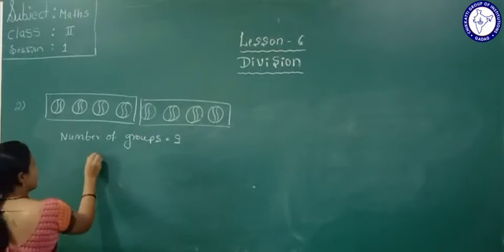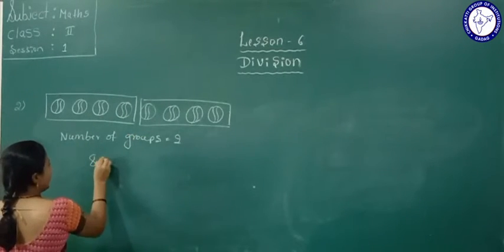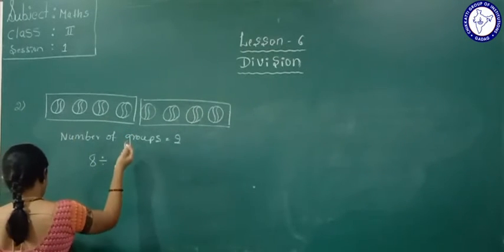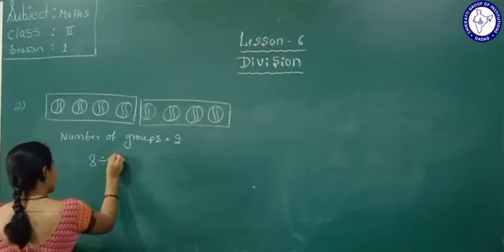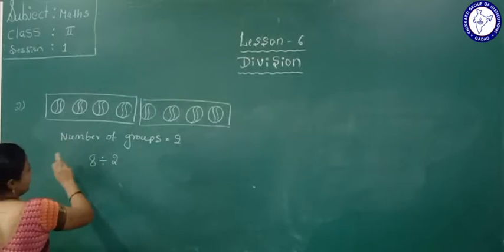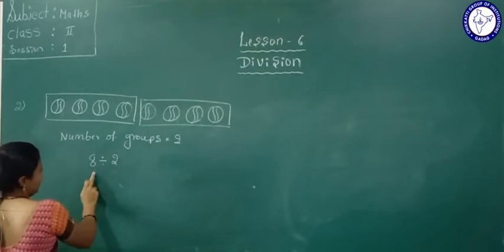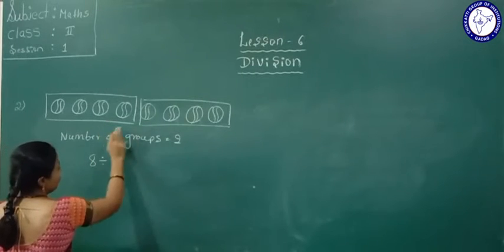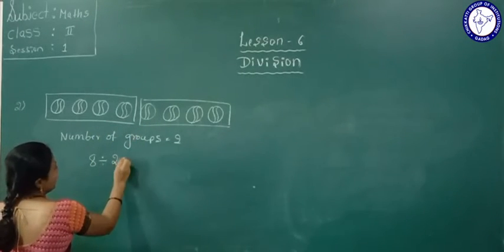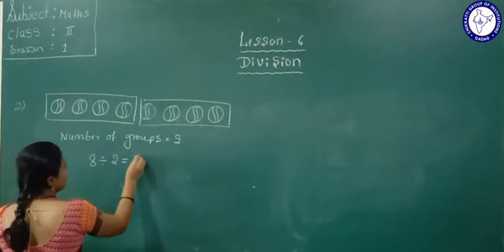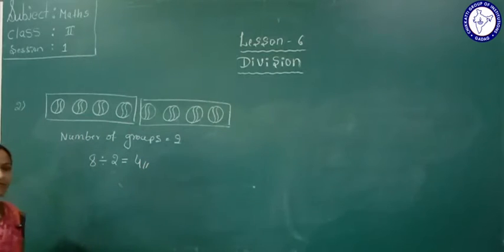So totally how many balls are there? 8 balls. Yes, 8 balls are given here. How many groups did we make? We made 2 groups. So equally, in one group how many balls are there? 1, 2, 3, 4. Yes, we get the answer 4. Understood this one? Okay.